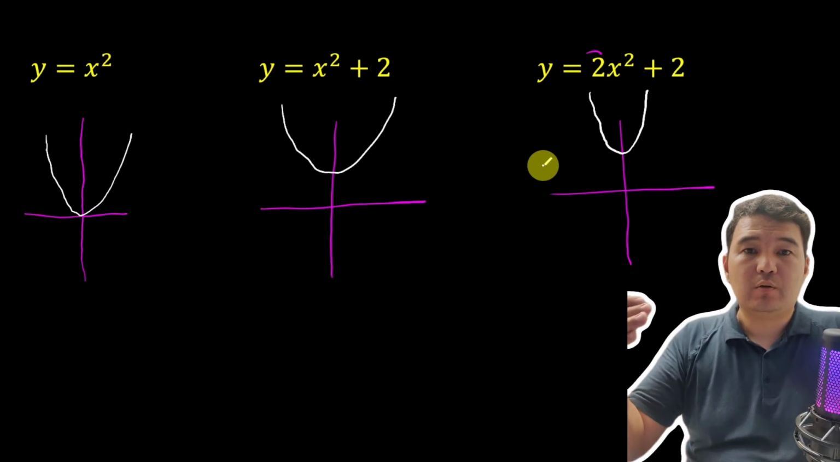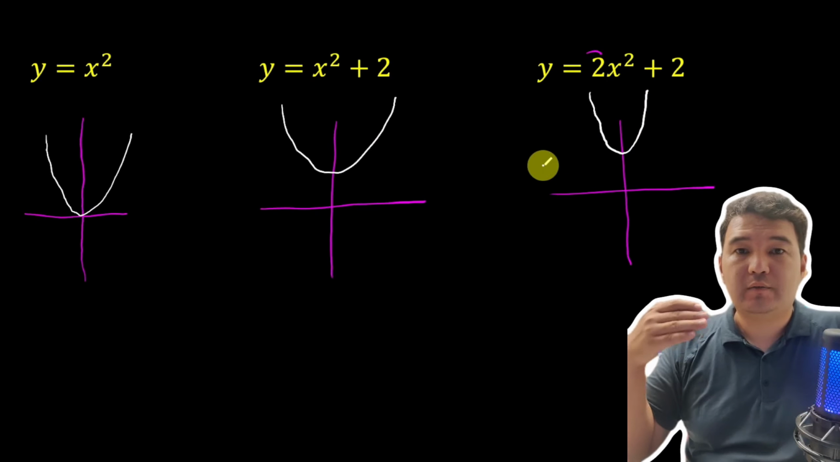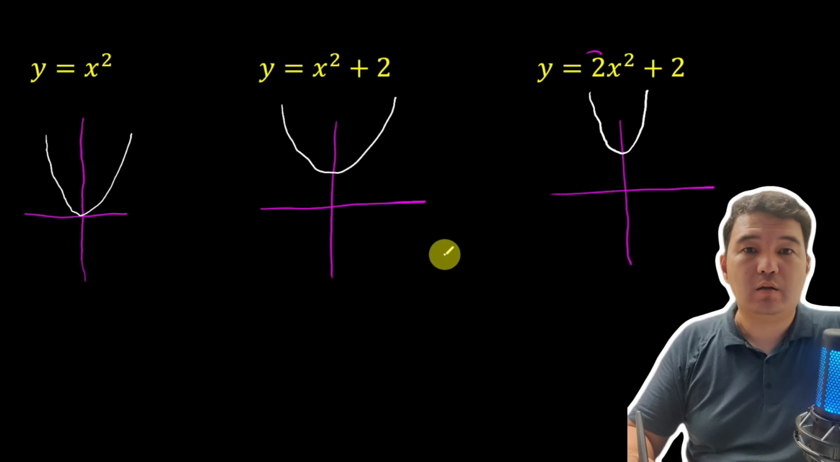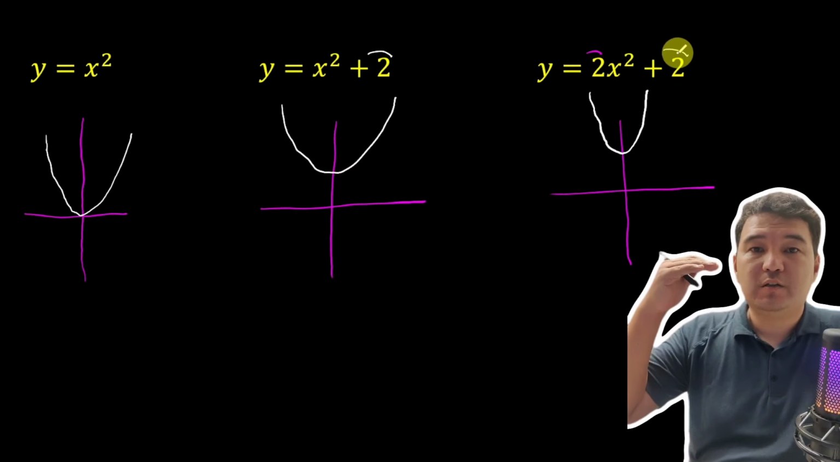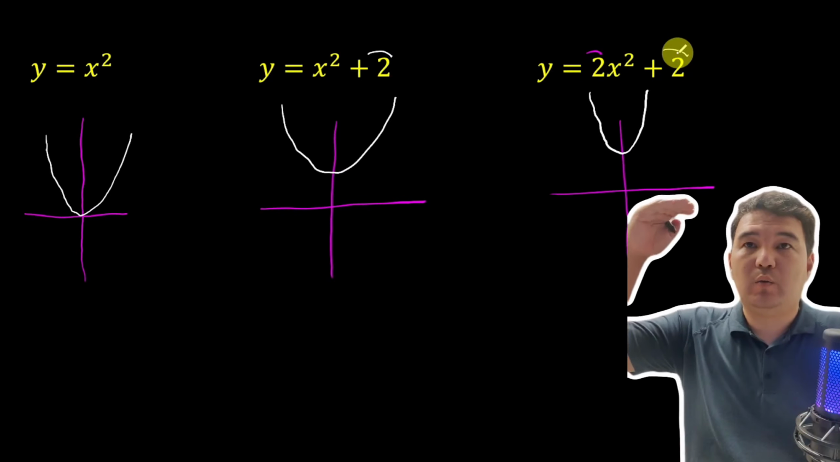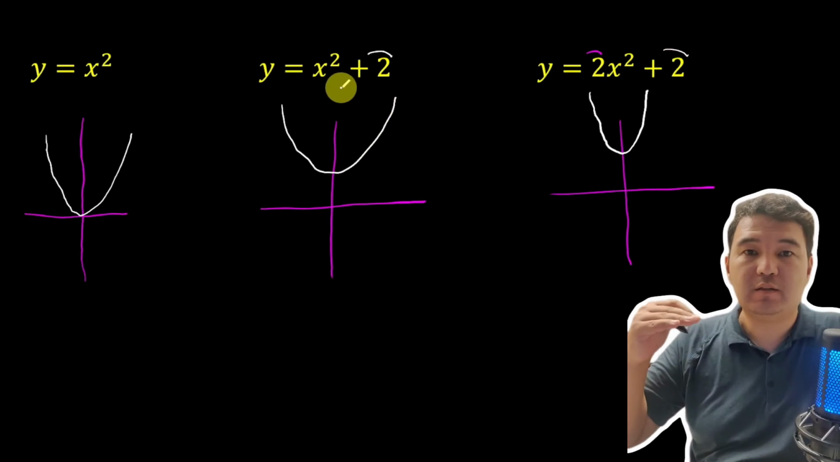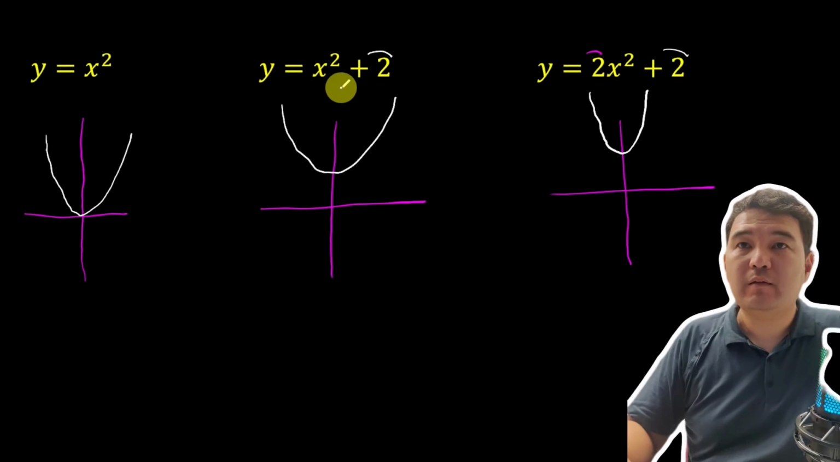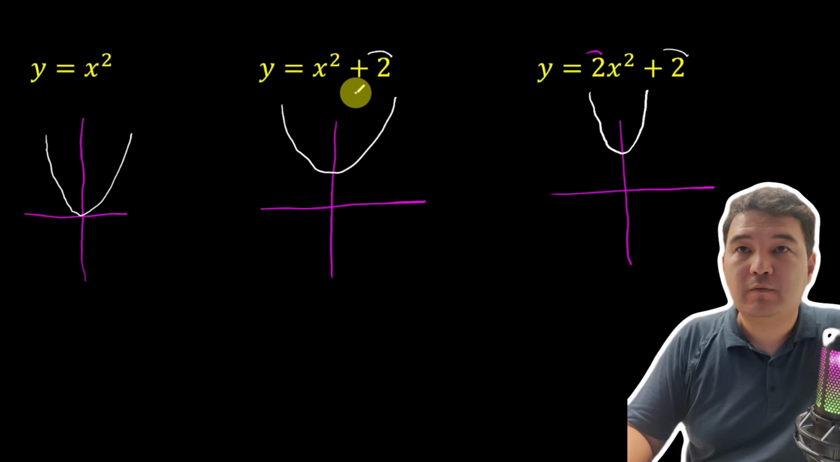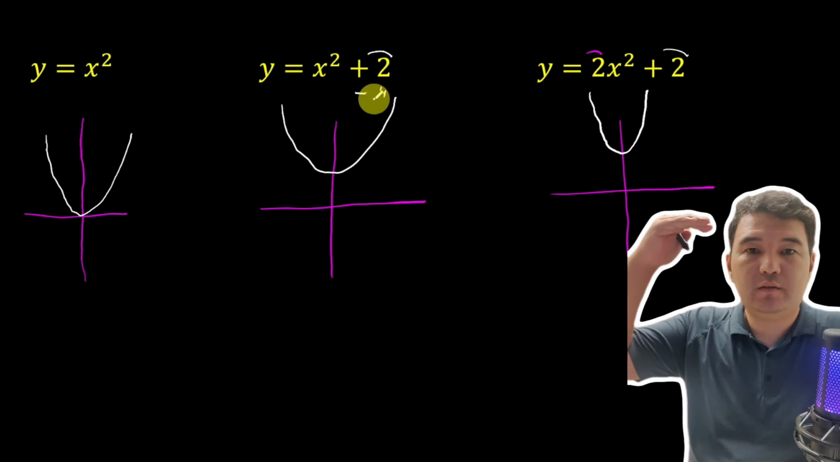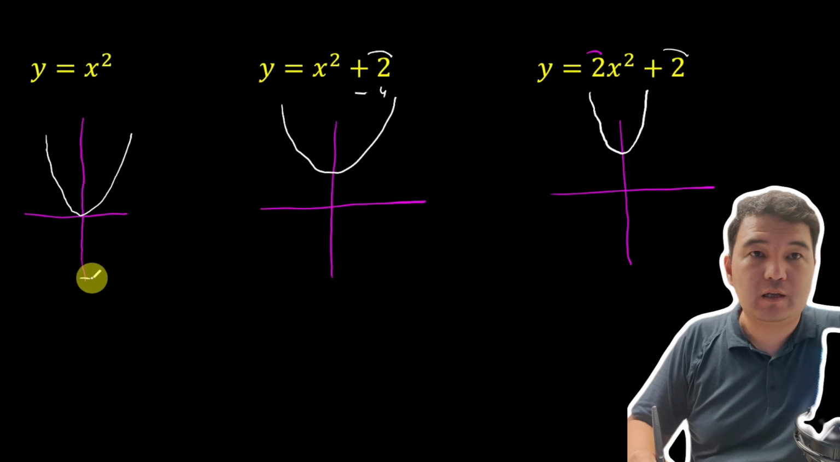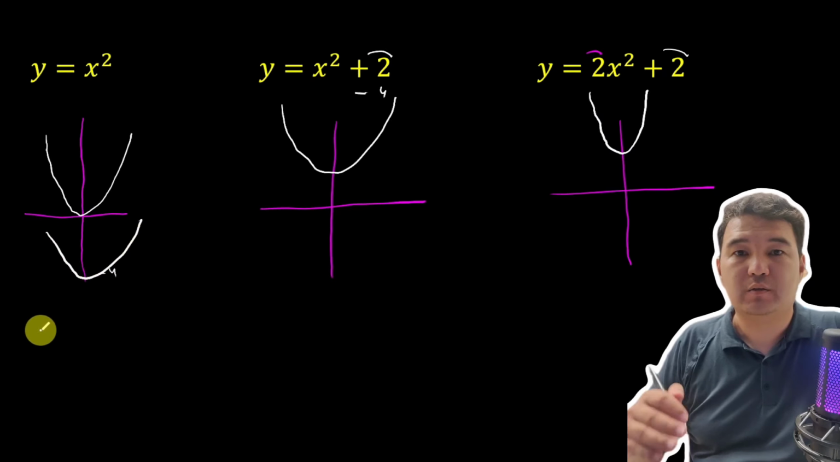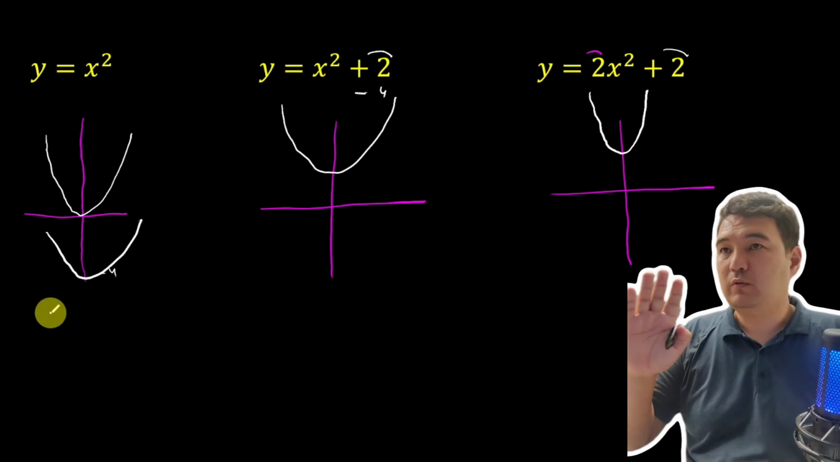We will explore graph transformations in the future, but for now we need to know that this free term is shifting the graph upwards and downwards. So plus 2 shifted the graph 2 units up. If I had minus 4, this would have shifted the graph 4 units downwards. For example, negative 4 would have shifted the graph here. That's the only thing we need to know for now.